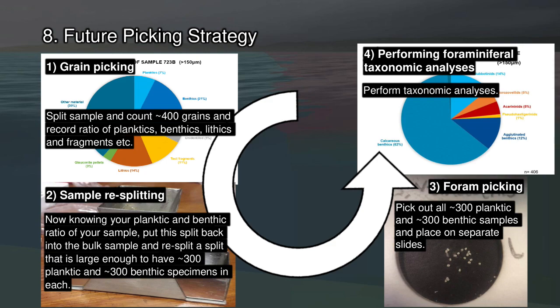And overall, this method should increase the efficiency of getting through the samples rather than just picking a large population of grains and hoping for the amounts of forams to be representative. It seems in this particular site, the lithics and other fragments are contributing quite a fair amount and might actually dilute the amount of samples. We might need a larger sample size to gain as many planktics and benthics as we'll need for analysis.